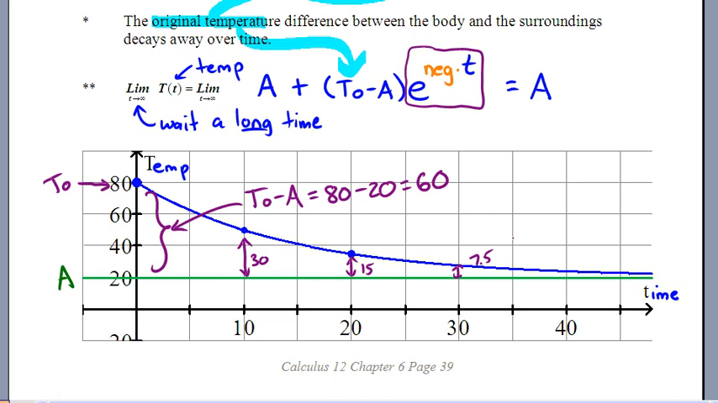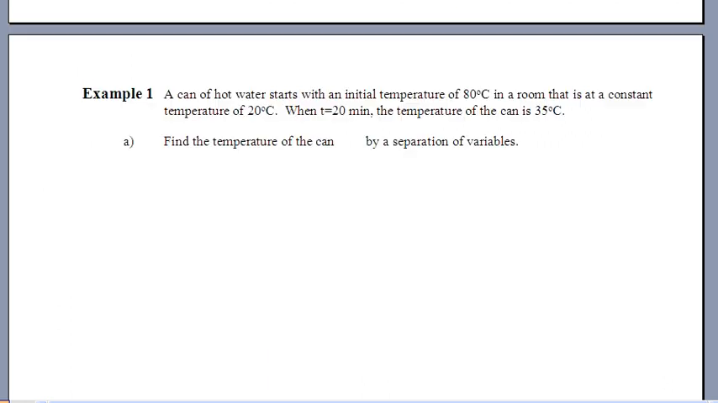Let's try out two examples, and then we're going to do one that's not about cooling. It's actually going to be an old AP exam question. But first, two temperature examples first. So we're just over the page.